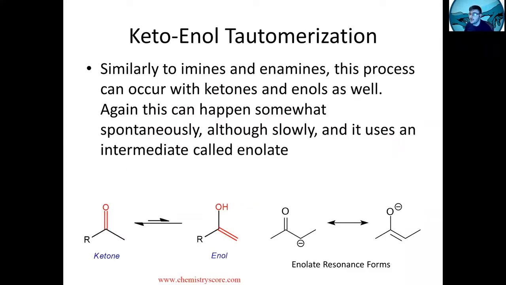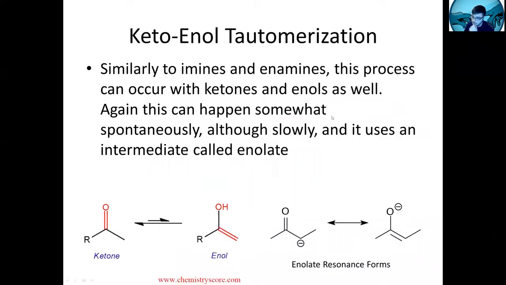Next, again, like I mentioned, the important steps are like this that you probably should know, rather than the mechanism itself. But if you'd like to, please feel free. Okay, next, this one's a little bit more important: keto-enol tautomerization.